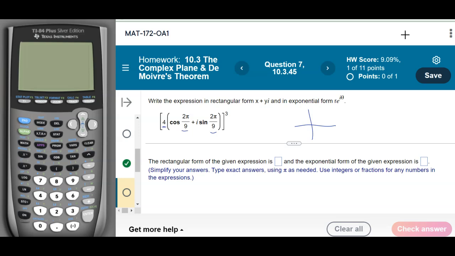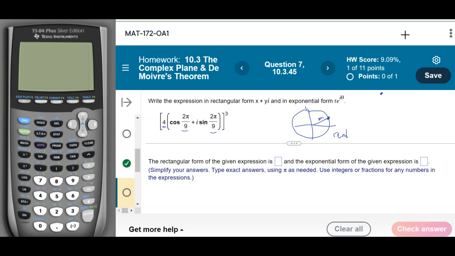R is 4, so we're on this circle of radius 4 in the complex plane. And then the 2 pi over 9 would be some really small acute angle like that. Let's just say hypothetically that's our complex point. So when we cube this, when we raise it to a power, we get an elongation of the value r. It's going to be cubed, so it's going to be much longer than it was.